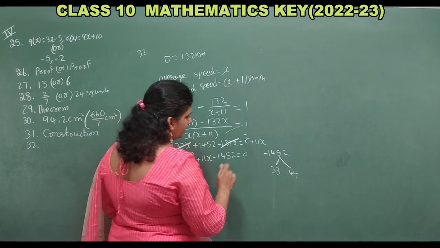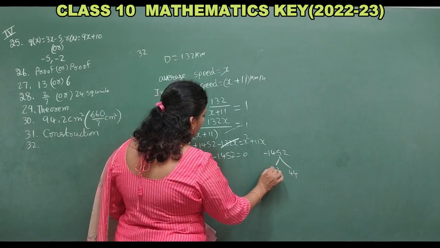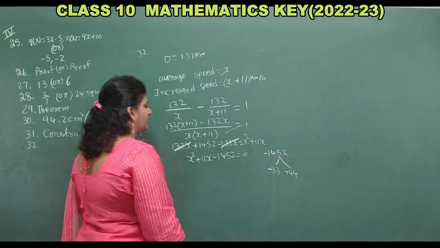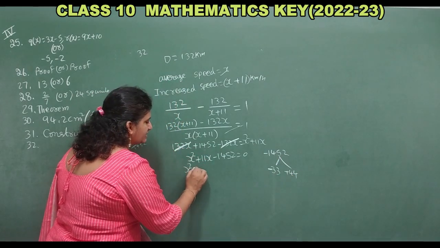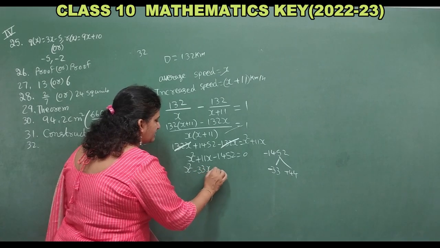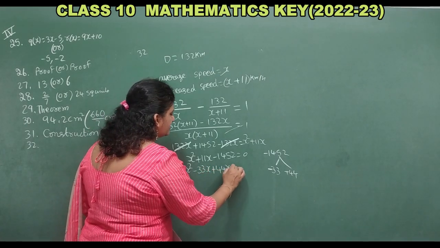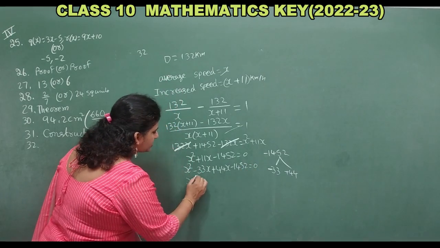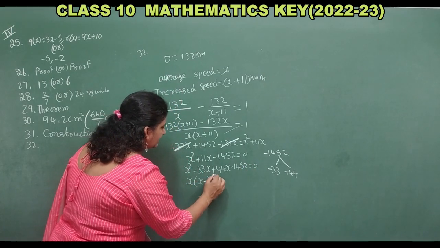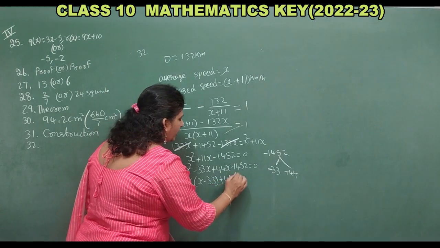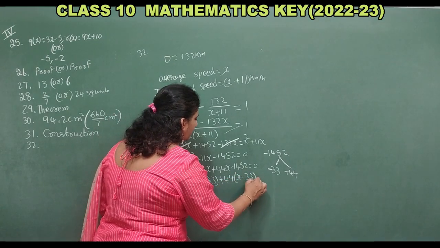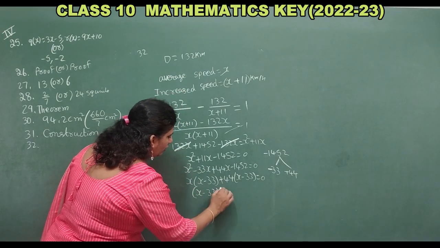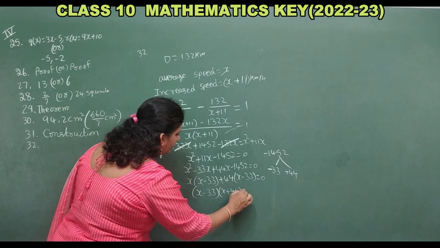So how can I get here plus 11? 44 minus 33 will be plus 11. Then if you multiply, you will get minus 1452. x square minus 33x plus 44x minus 1452 equal to 0. Take out x common, x minus 33, plus 44 take out common, x minus 33 equal to 0. x minus 33 into x plus 44.